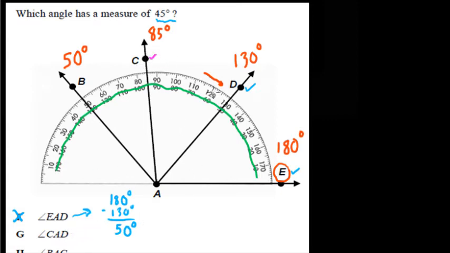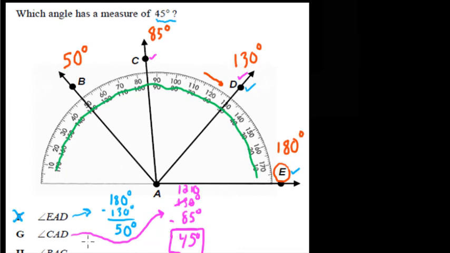Okay. Let's see for CAD. We're going to go from C to A to D. D in this case is bigger. So I'm going to put 130 degrees, and I'm going to subtract away 85 degrees. Okay, this is a borrowing problem, so I'm going to borrow from the 13 and make it 12. Then I'm going to add what I borrowed to the ones digit, so that's going to become 10. So I get 5 and 4, 45 degrees. Okay. That's my answer right there.